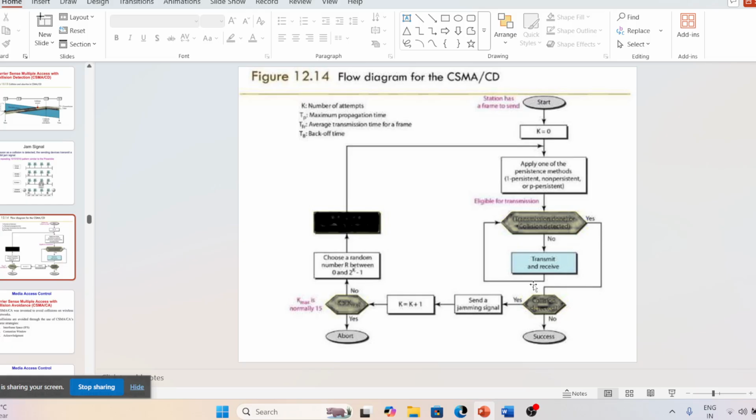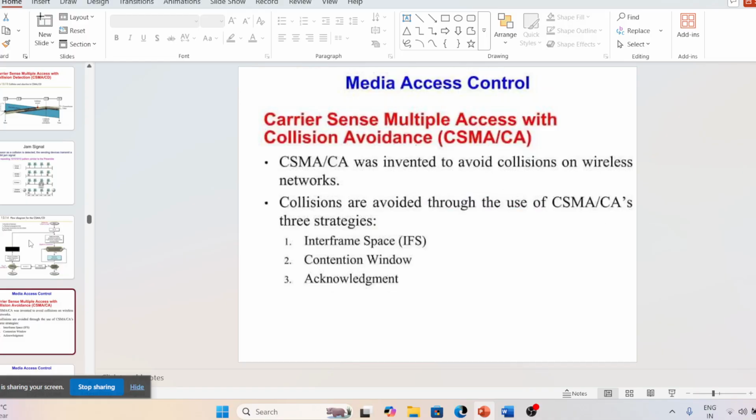Once the collision is detected here, it will send a jamming signal. Now it will increase the k value. Now here it can use any random number between 0 to 2 raised to power k minus 1. Then it is going to wait for this time. Then again it is going to restart this process. So this can improve the efficiency, and it can minimize the possibility of more collisions. So this graph is only for theoretical purpose. So usually the examiner doesn't ask questions from this graph.